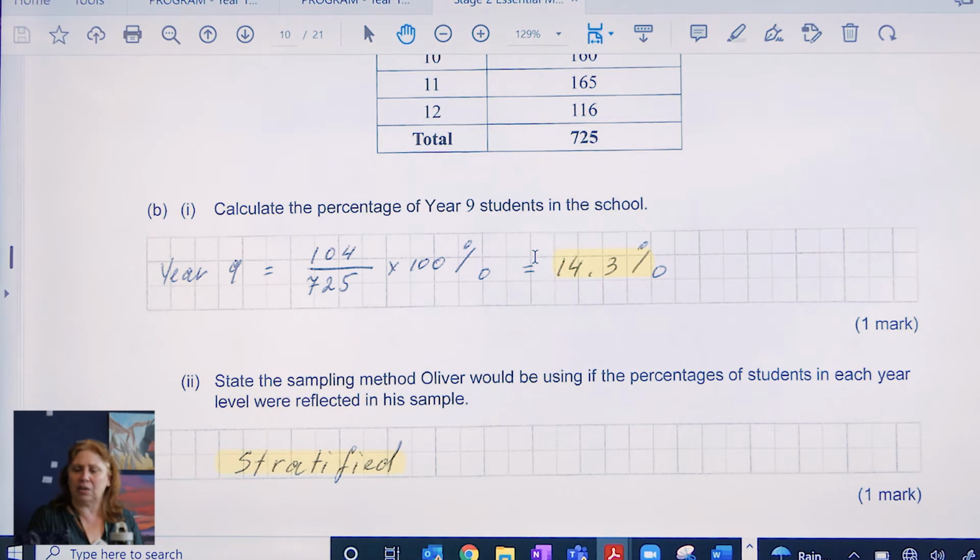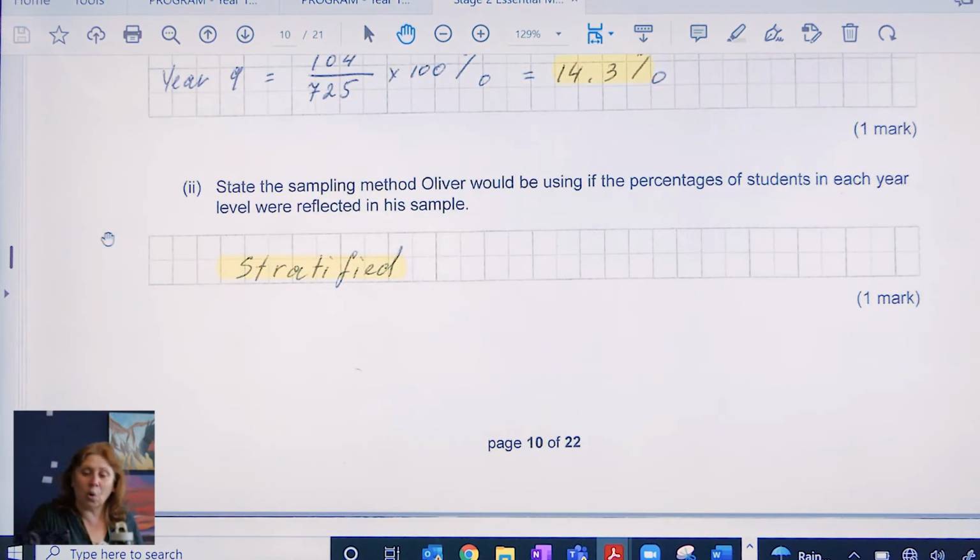Just calculate the percentage of year 9. Again, decimals, normally we don't want a lot of them, but if they did use a lot, it's okay. This question was like 50-50. Of course it's stratified, it's a school with year levels, so it's not systematic, not random. Sometimes students use new methods which don't exist. We want to see it stratified.